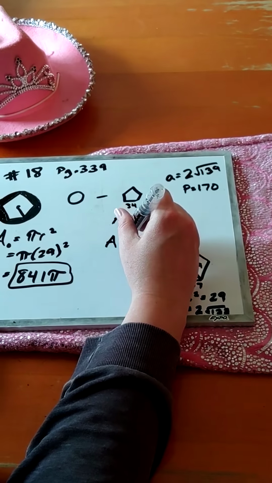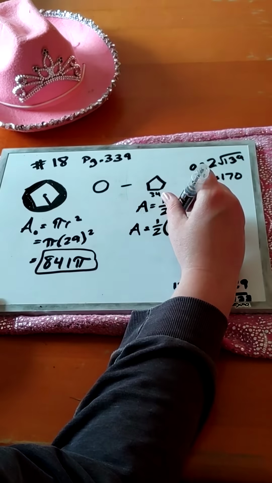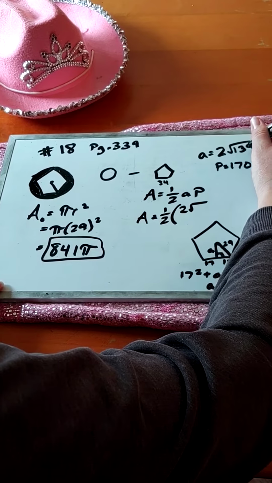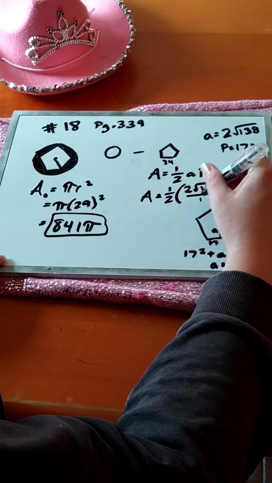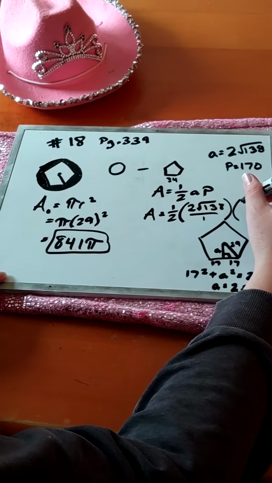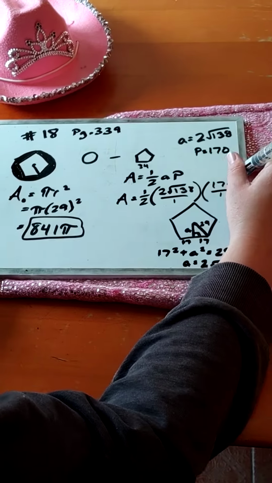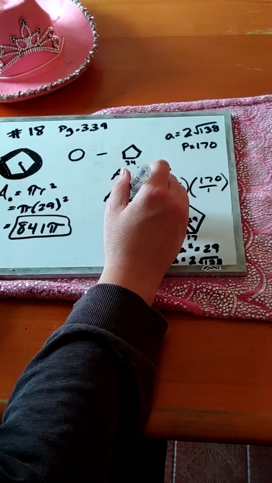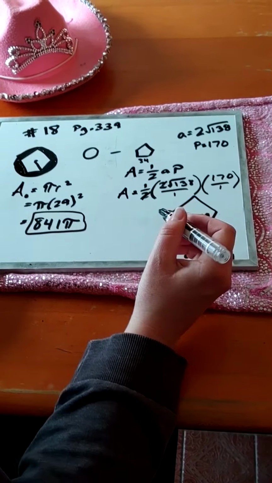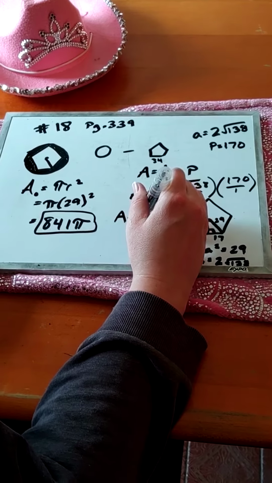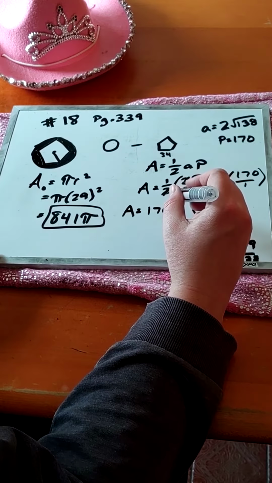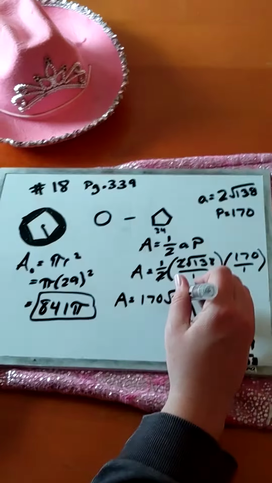So we have area equals 1/2 times 2 radical 138, this is an 8, put that over 1 so I can multiply easier, times your perimeter, which is 170. I'll put that over 1. Let's go ahead and do our cross cancel. The 2's would cancel out. My final area for the pentagon is just going to be 170 times radical 138.